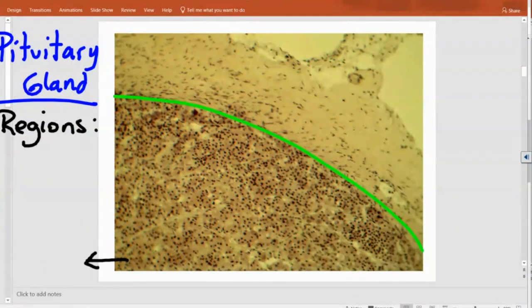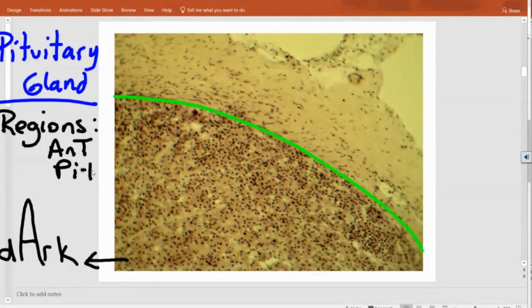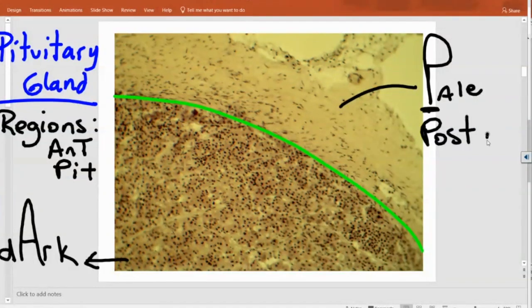Dark. And how did I write dark? There you go. Wrote it like that, right? So the A stands out so that we can remember, oh, that's the anterior pituitary. So this region is the anterior pituitary. What does that make this region? Posterior. And here was our memory device. This is the posterior pituitary.